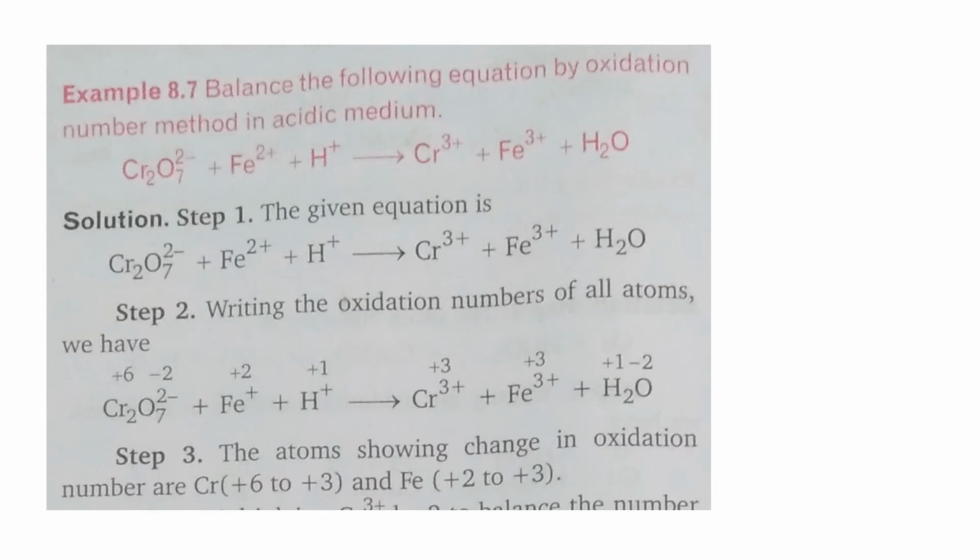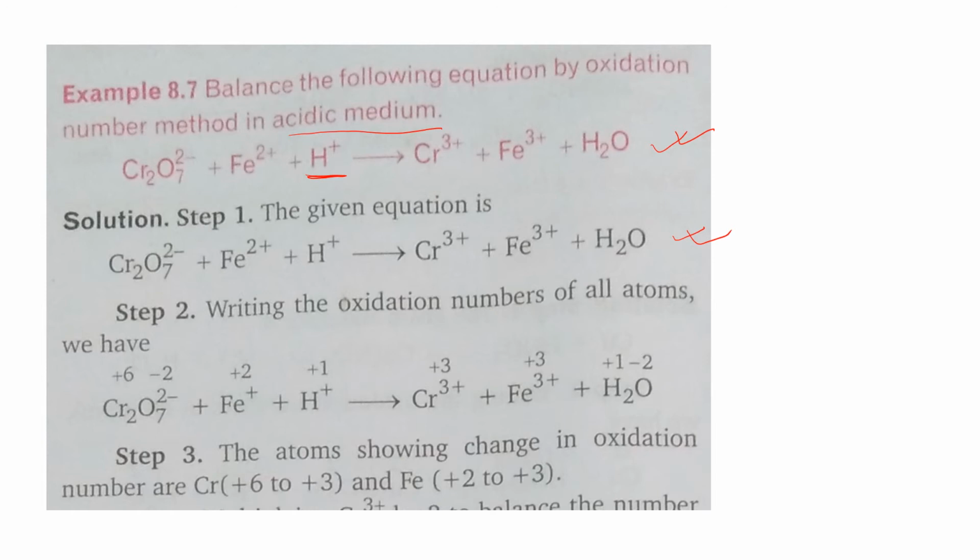Now balance the following equation by the oxidation number method in acidic medium. It is given as acidic medium. Now see, hydrogen is given here as H+, so this is also an acidic medium because H+ is present. So you may get an equation like this also. First step is copy the equation. You have copied the equation. Second is write all the oxidation numbers. You have written that also.